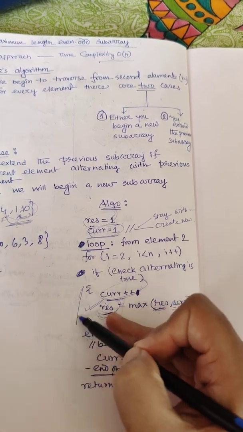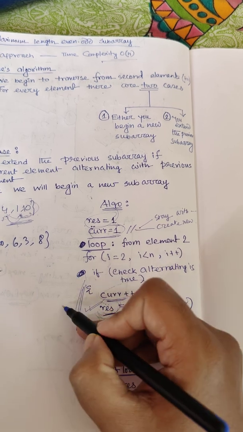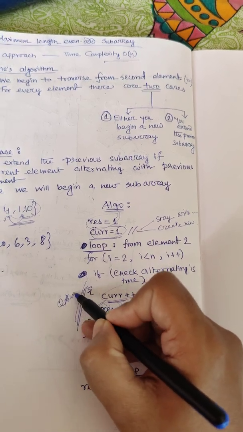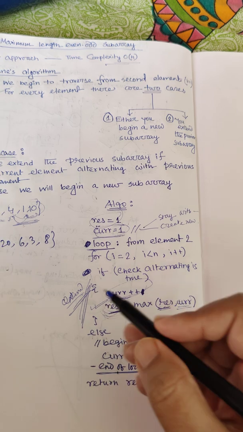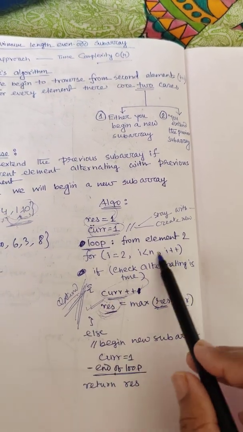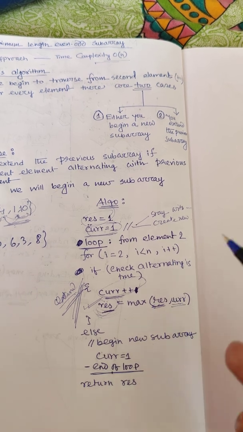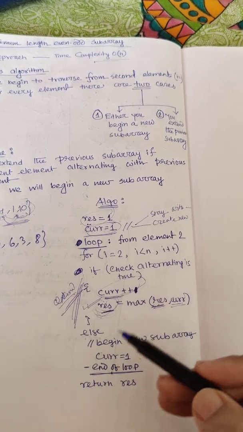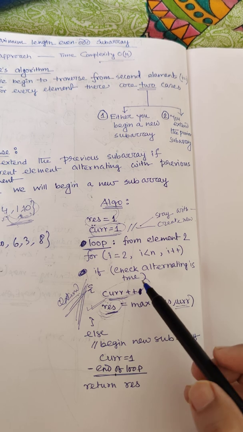And all of this happens when we are extending our subarray, right? But if it is not matching this behavior, which is alternating itself, then what happens?